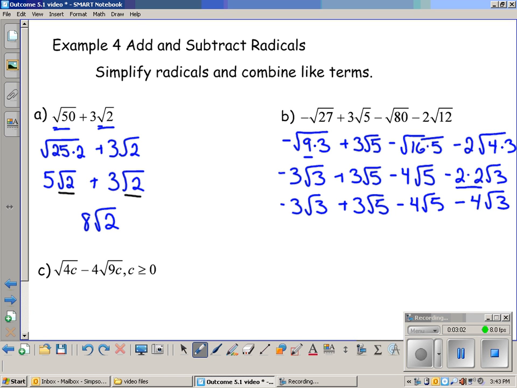That means our root and the number under the root have to be the same. So this term is root 3's and this term is root 3's. If I subtract our numbers up front, negative 3 take away 4 is a total of negative 7 root 3. I also have root 5 and root 5. So positive 3 take away 4 root 5 gives me negative root 5. I can't combine those two any further because they are not like terms.